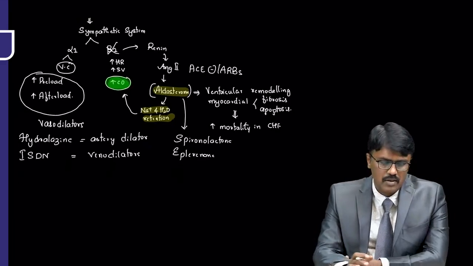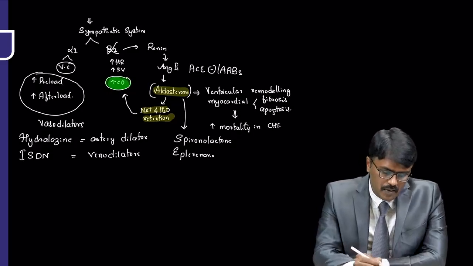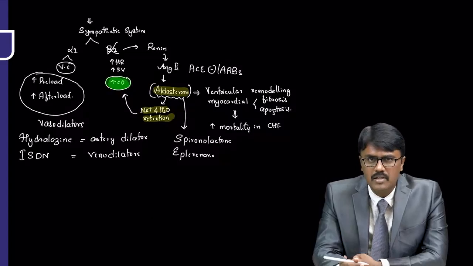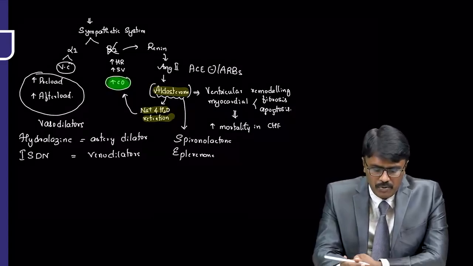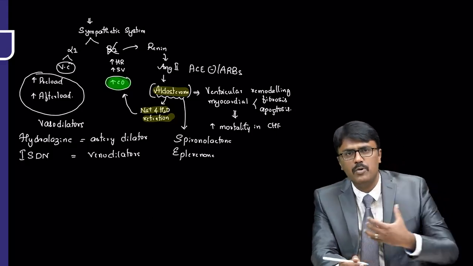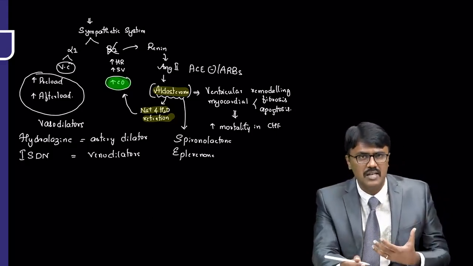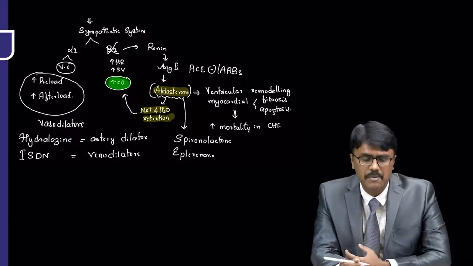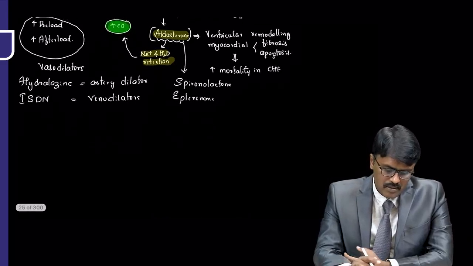So guys, ultimately, our goal in chronic CHF is to decrease the action of aldosterone and decrease the workload on the heart so that the fluid accumulation doesn't occur. What happens if fluid congestion occurs? The patient will have dyspnea. He cannot do his day-to-day activities. He will have peripheral edema. So let us discuss when we know the basics.